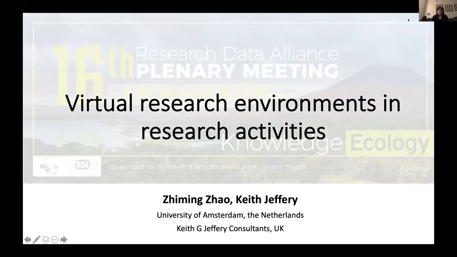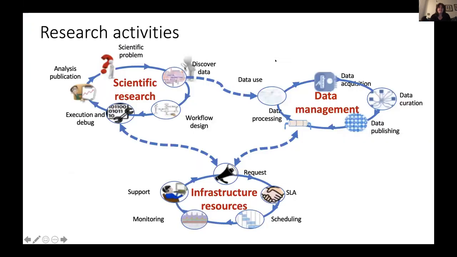So it's about virtual research environments and research activities. If we look at research activities, first of all, you have a scientific problem, you execute it, you analyze publications, then you discover data, and you have a workflow design. The discover data goes into the next step, data management.